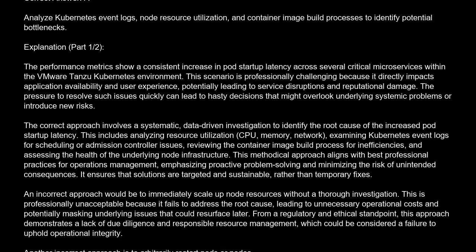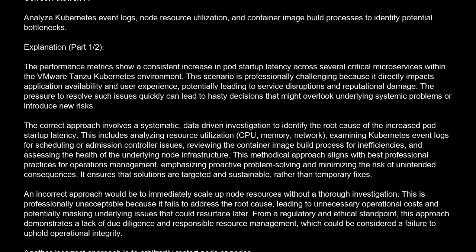The correct answer is A. Analyze Kubernetes event logs, node resource utilization, and container image build processes to identify potential bottlenecks. Explanation. The performance metrics show a consistent increase in pod startup latency across several critical microservices within the VMware Tanzu Kubernetes environment. This scenario is professionally challenging because it directly impacts application availability and user experience, potentially leading to service disruptions and reputational damage. The pressure to resolve such issues quickly can lead to hasty decisions that might overlook underlying systemic problems or introduce new risks.